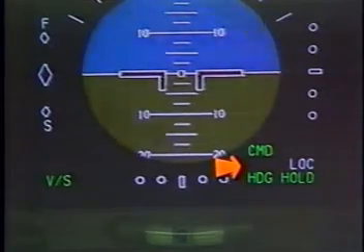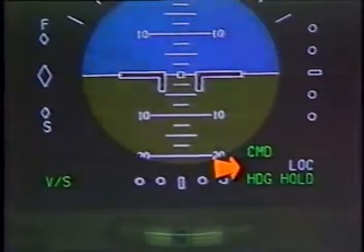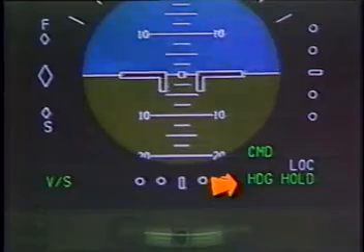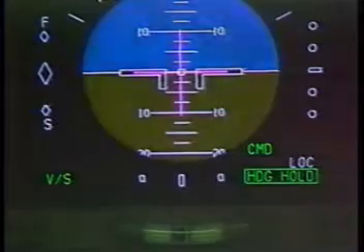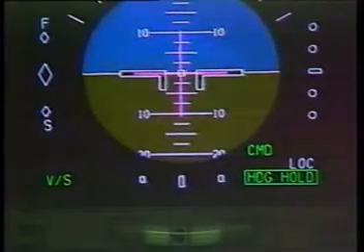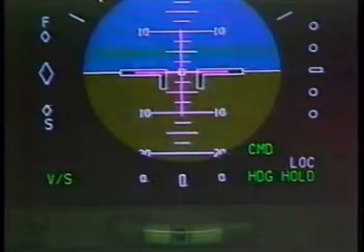White indicates an armed mode, while green indicates the mode is active or operating. As an example, pressing the heading hold mode switch displays heading hold in green, indicating heading hold is the roll operative mode.